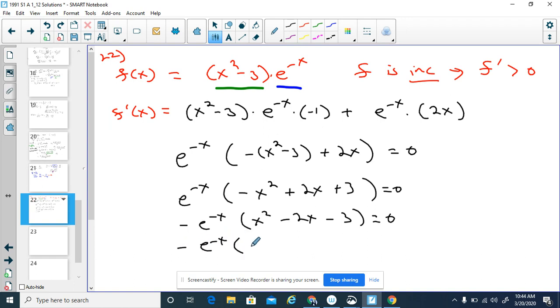So if I factor this, it looks like x minus 3, x plus 1, right? Negative 3 times 1, negative 3. Outer, inner, add to negative 2x is going to work here. So now what's the story? I have a product equal to 0. So either this factor is 0, this factor is 0, or that factor is 0, right? Those would make that thing 0.